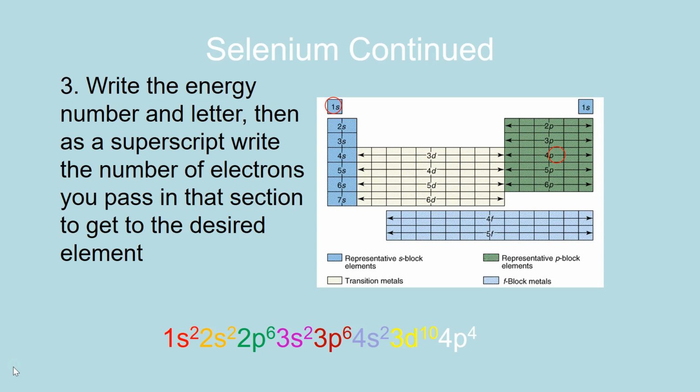Now I've hit those transition elements. Remember, the transition elements start with D, the 3. So as I move my finger through 3D, I go through 10 elements. So I write 3D10. And then I go back to 4P, because remember our P's and our S's are in sync with each other. And I hit 1, 2, 3, 4 boxes into P to write 4P4. Once again, just counting what you've gone through on the periodic table.